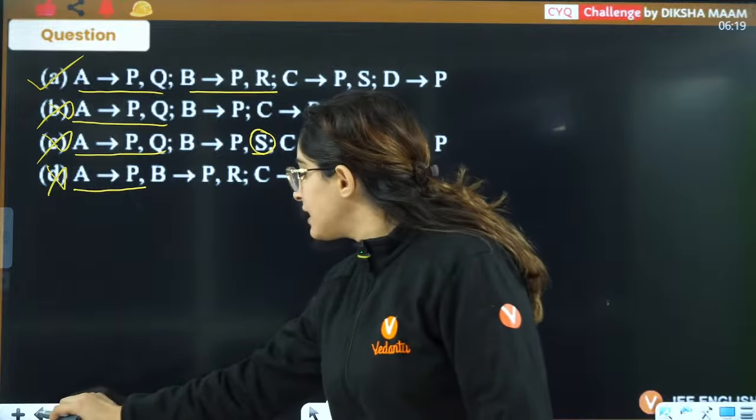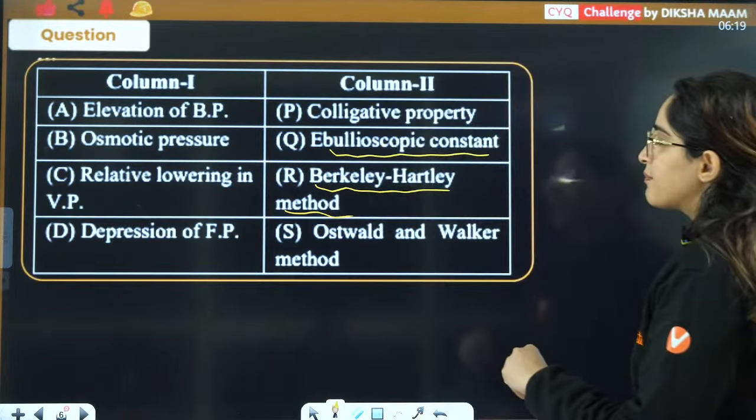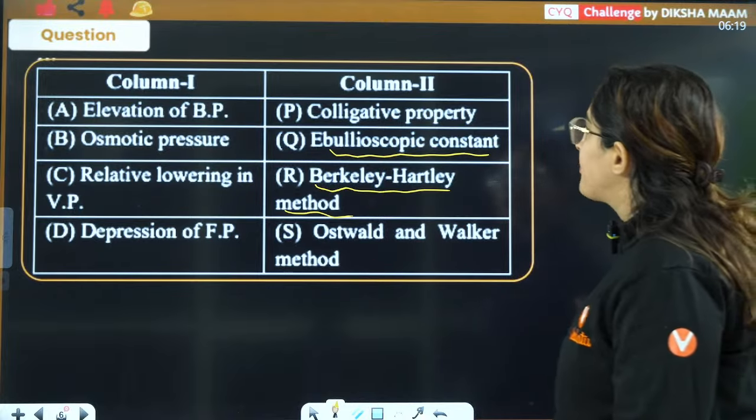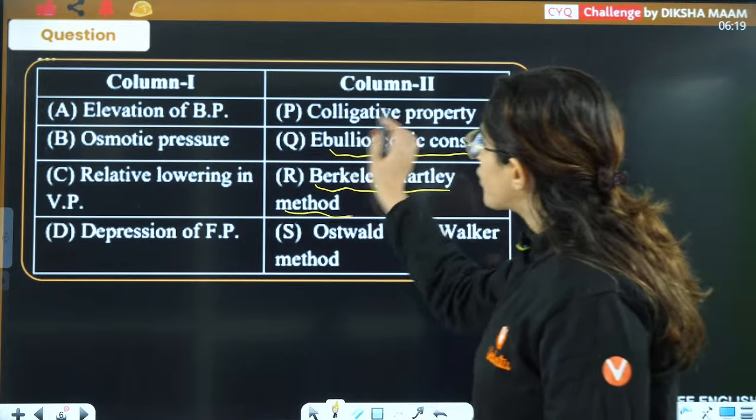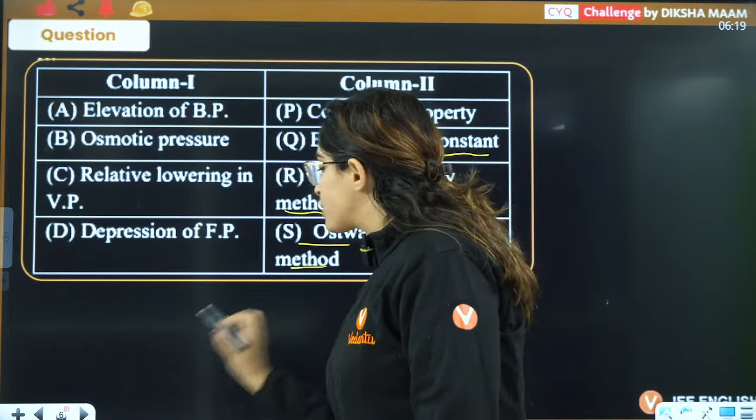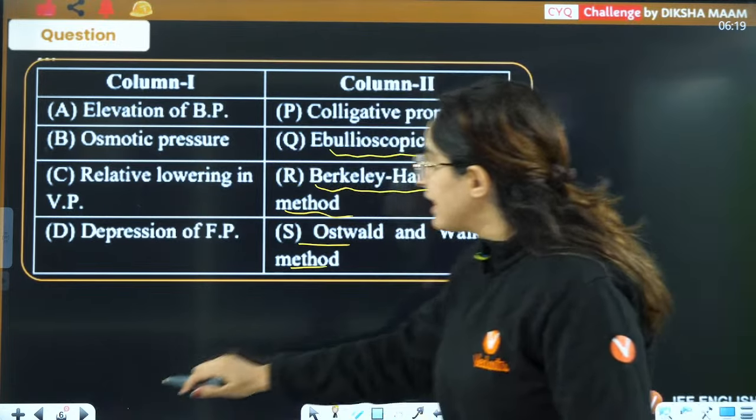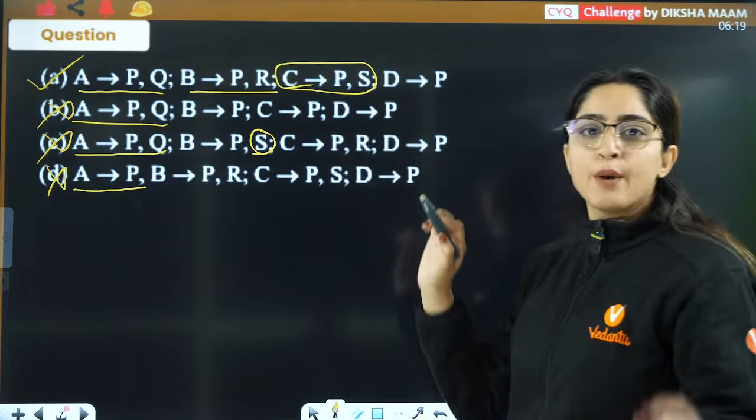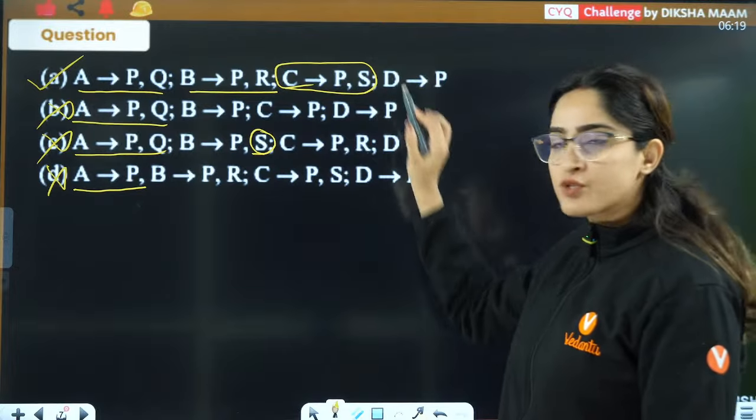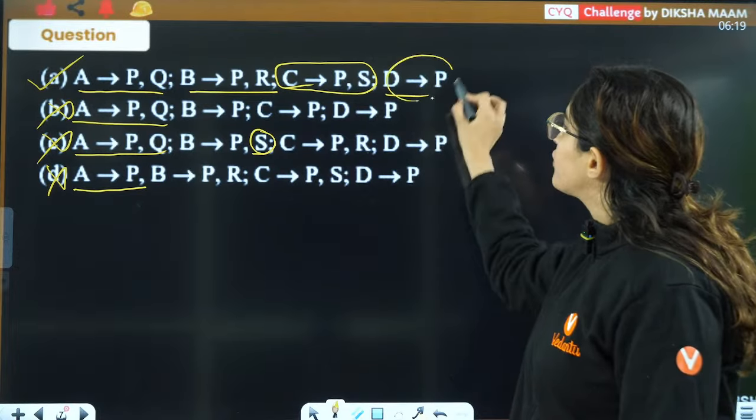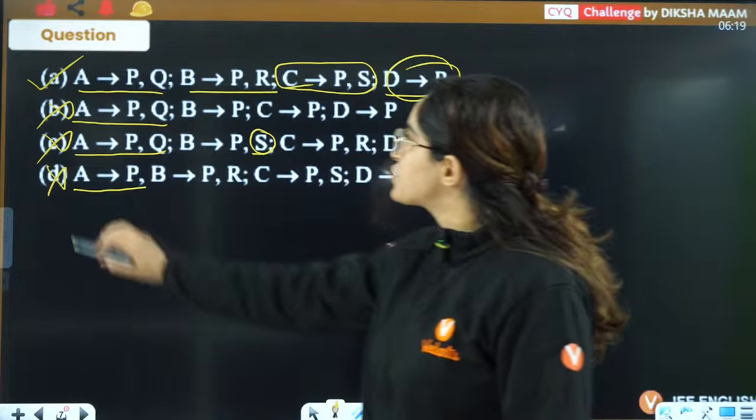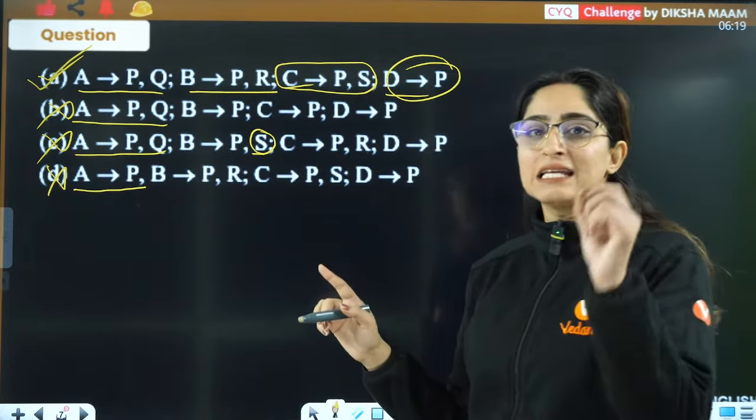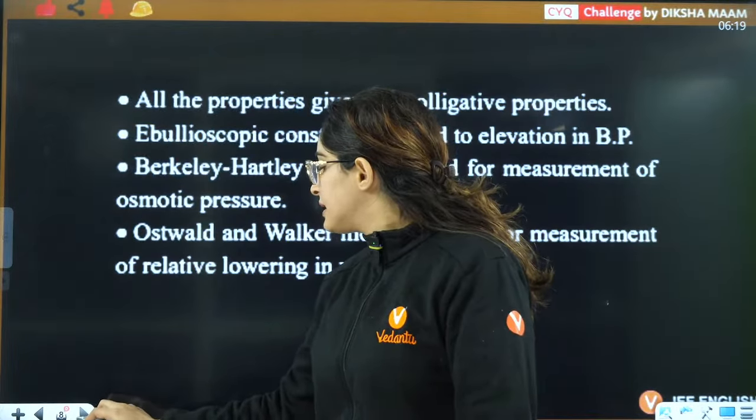What about C? We can see relative lowering in vapor pressure. That is the Ostwald and Walker method, right? And depression in freezing point is just a colligative property here, right? So we can say that definitely A is the correct answer, because C is equal to P and S. P is colligative property and this is the Ostwald method, and D is equal to only colligative property. There is no other match that you have for D. So A is the correct answer here, right?